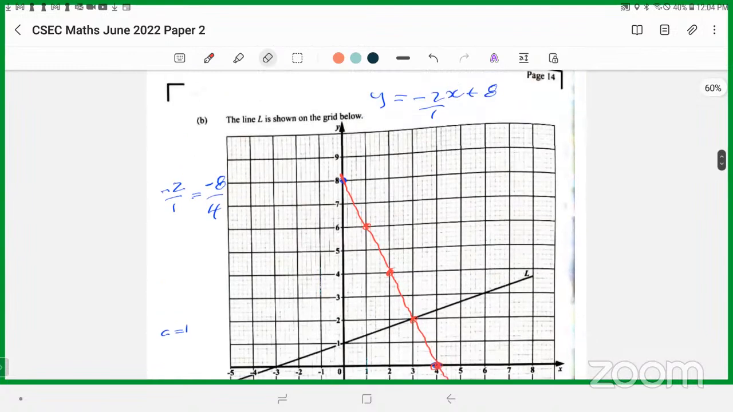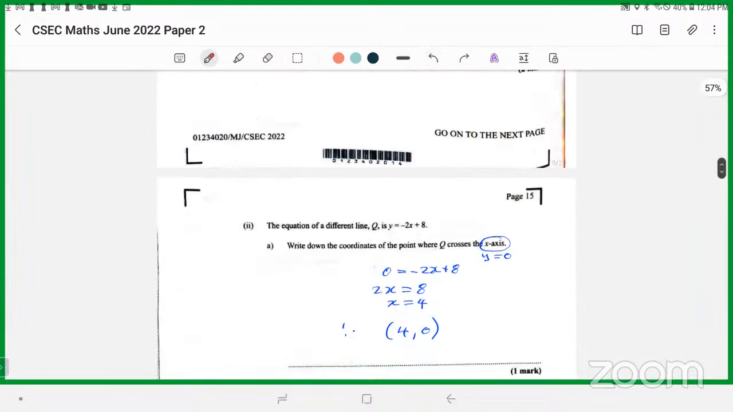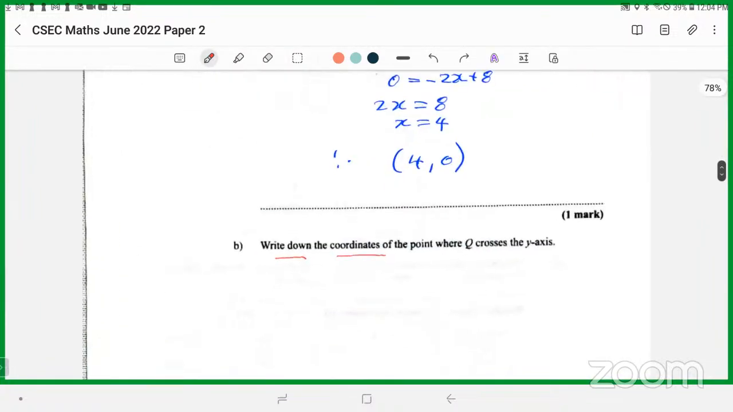What was the first line? The first line was line L. So this is now line Q. Let me extend it back. I call it Q. So this line is L and this line is Q. But this is the x-axis intercept, which is 4, 0. And this is the y-axis intercept, which is 0, 8. And this is what this part is asking us for now.